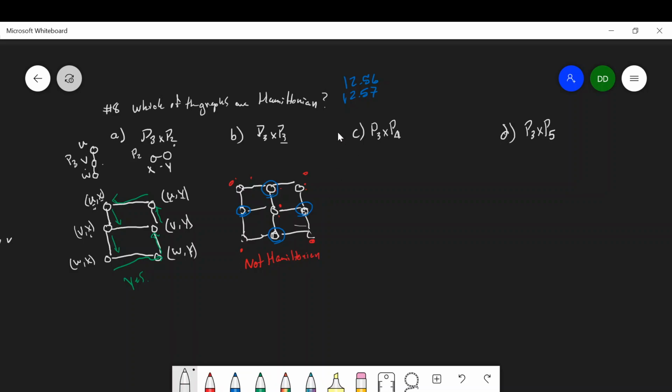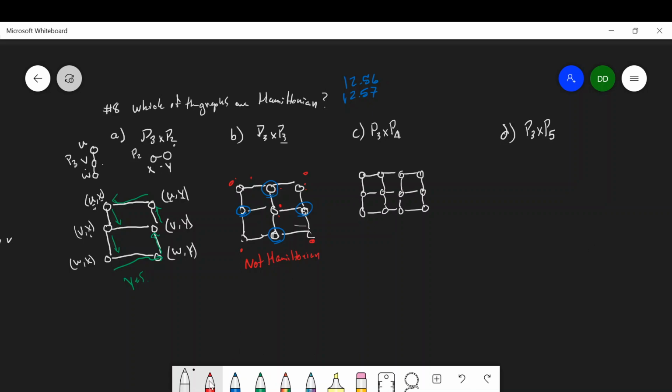All right, let's try P3 cross P4. There's 1 P3, 2 P3s, 3 P3s, 4 P3s, and then join them up according to a path. So there's P3 cross P4. And let's see, can I do this one? Can I find a Hamiltonian cycle in this one? Sure, I can.